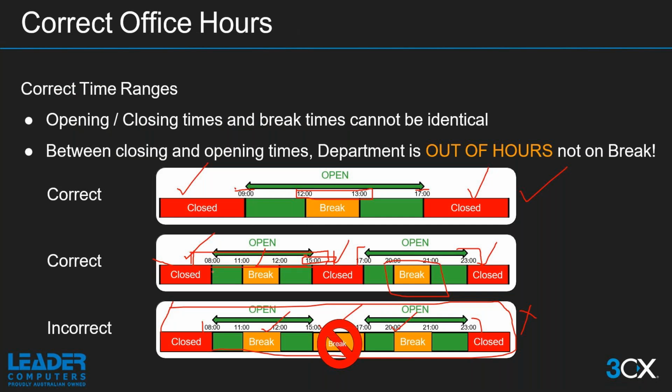For example, from 8 to 3 you have open hours, and then you have the second or third break that you want to use as out of office hours, but it's just going to follow the DND setting. You cannot follow the away setting. So you can have only one break between open or close hours. That's something you need to make sure of while configuring it, and the system will not allow you to configure something like that. So that's basically, between a closing and opening time, the department is out of office and not on a break.